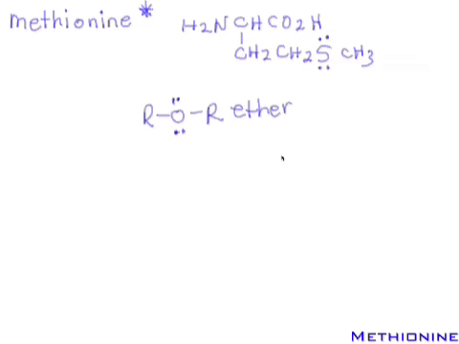Now, what happens in the case of sulfur? Well, as you go down a group, acidity increases and basicity decreases. Therefore, if an ether is not basic, and as you go down a group basicity decreases, a thioether, a sulfur-based ether, is not going to be basic. And so methionine, because of its chemical similarity to ether, is neutral.